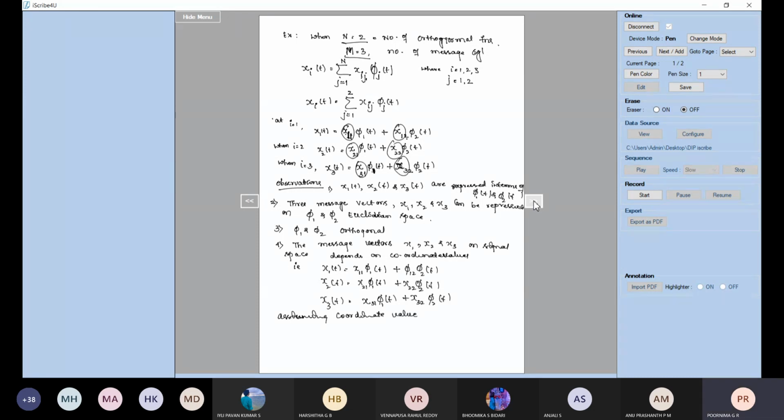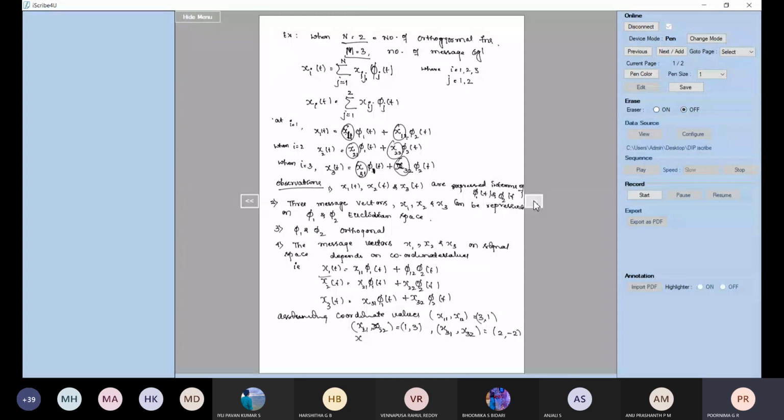let me take the coordinate values for x11, x12 as 3 comma 1, and x21, x22 let us take as 1 comma 3. And here x31, x32 as equal to 2 comma minus 2.